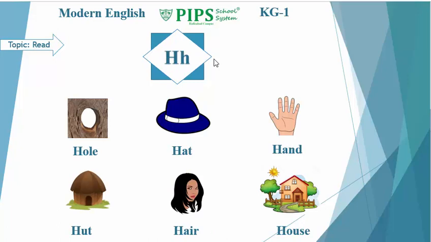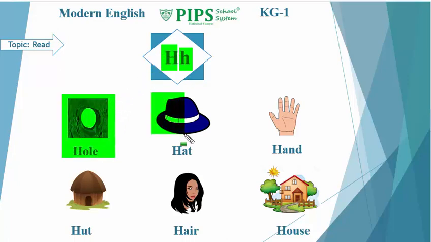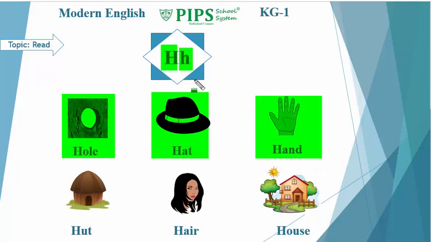The next letter is H. This is a capital letter H and this is a lowercase letter H. Sounds like H. Let's learn which things begin with the letter H. H hole, H hat, H hand.